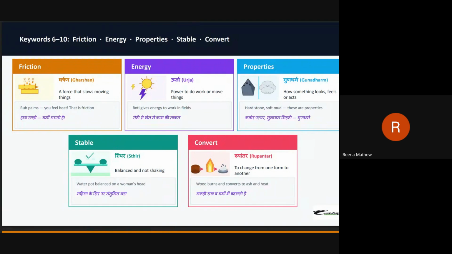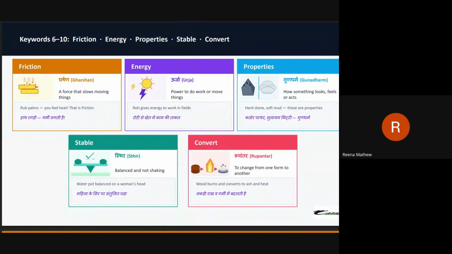Okay. The next word we learn is properties. Property is how something looks, feels, or acts. So when I say the stone is hard, hardness is its property. Or when you say the soft mud, can you make me a sentence? We'll move to the next word, and you can make a sentence with that.